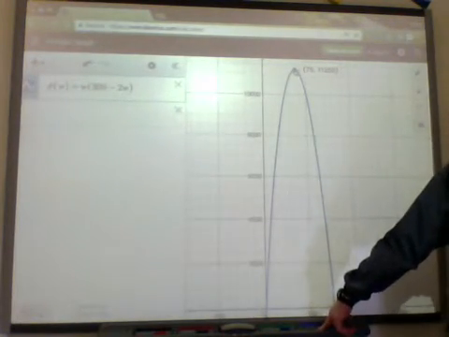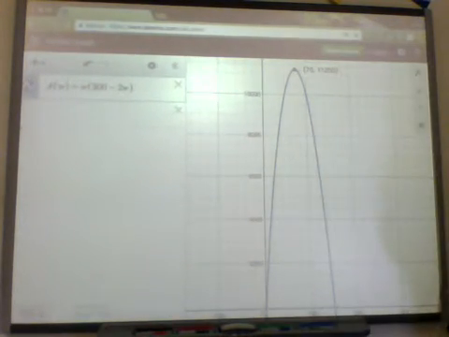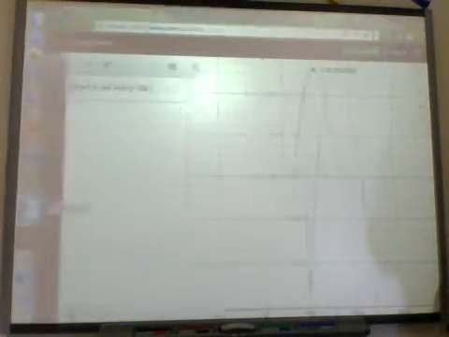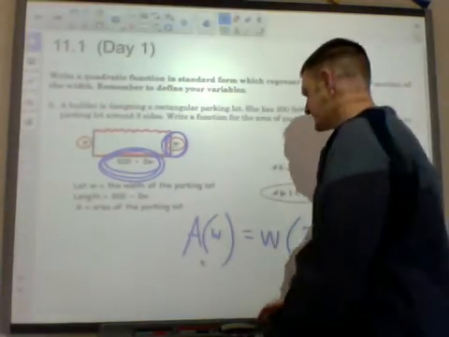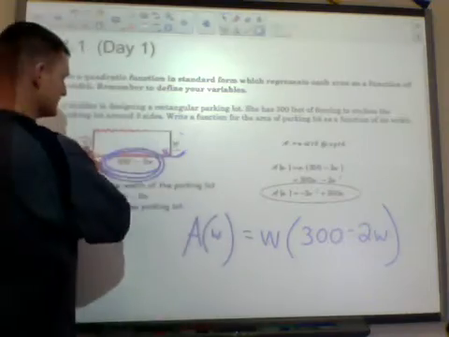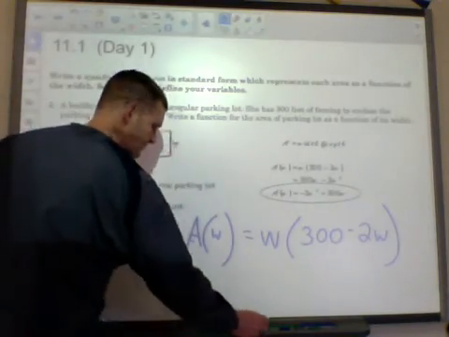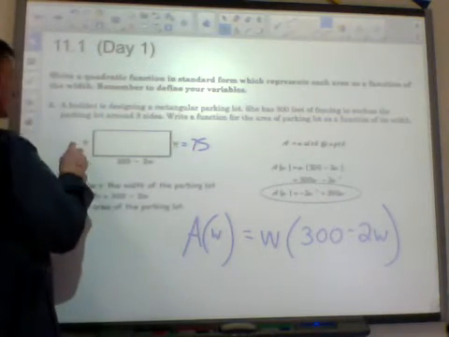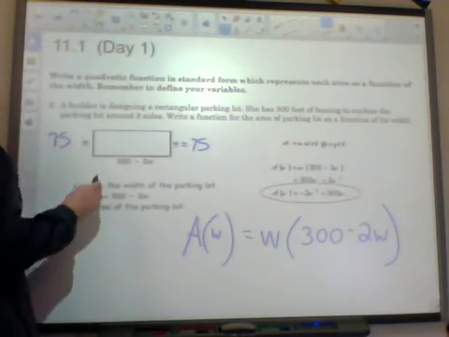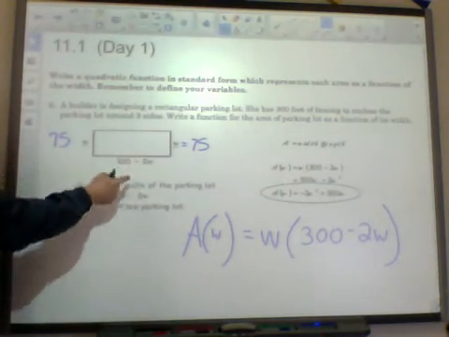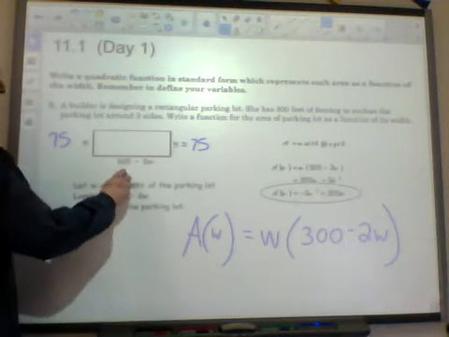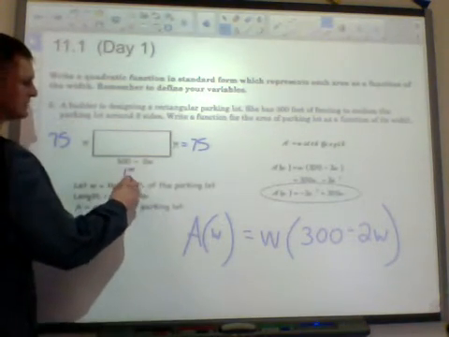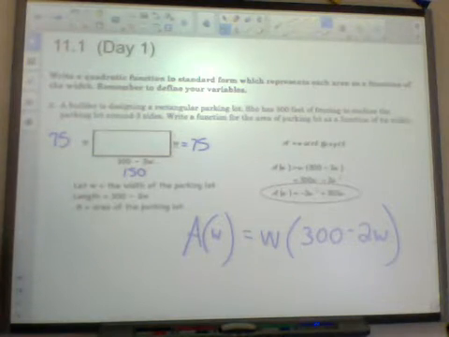So at 75, let's look at that. So when this is 75 right here, let me erase all the stuff I put on there. When I make a width of 75, and this is 75, then that means that 2 of those, 75 and 75, make 150. So that makes this 300 minus 150, which is 150. So when I make my pen 150 by 75, that's when it would have its maximum area.